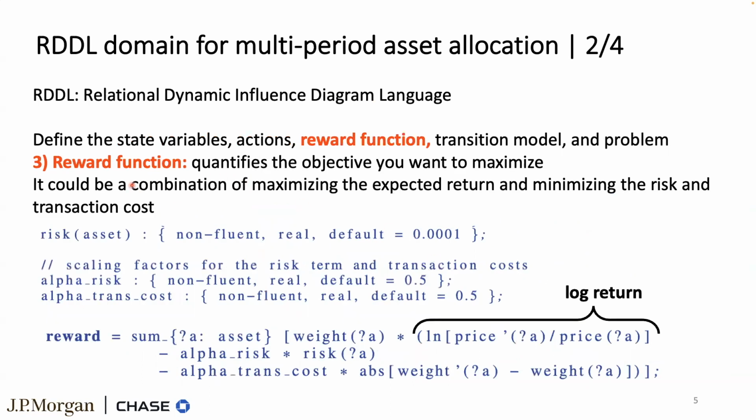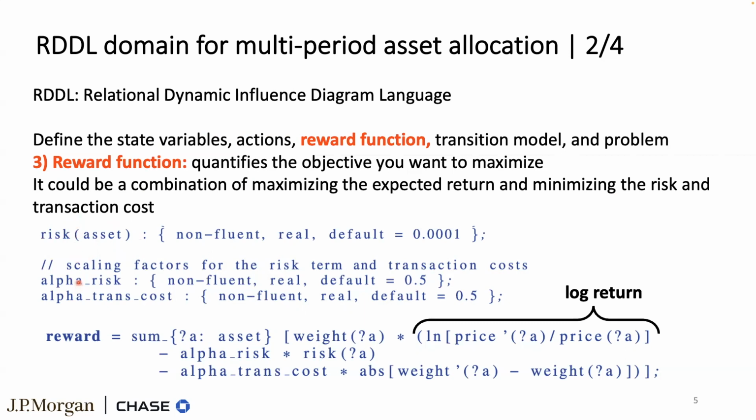The third one is the reward function. So the reward function is the objective that you want to maximize. So it can be a combination of the expected return and also the risk and transaction cost. The risk of the asset is the associated risk of that particular asset. Each asset has one risk variable.